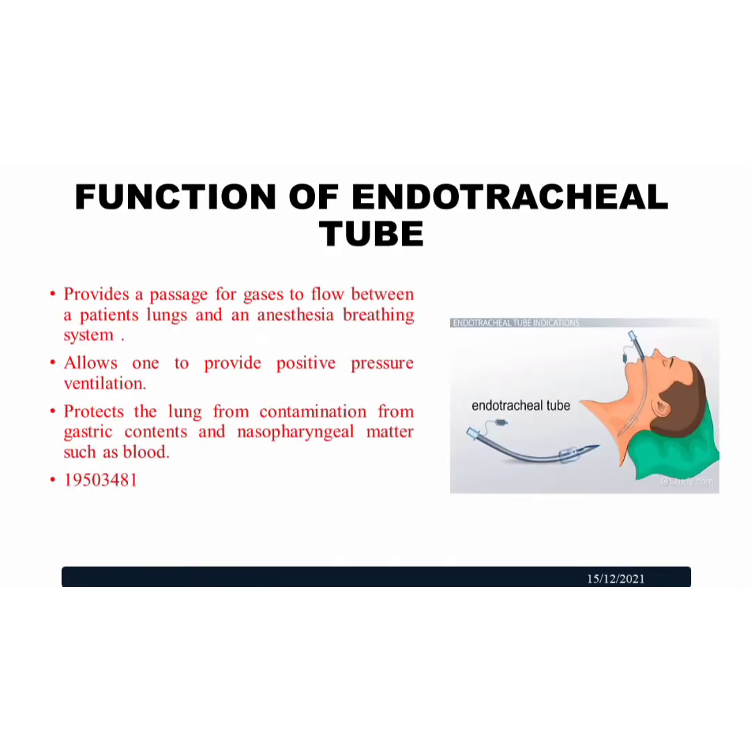Functions of the endotracheal tube: it provides a passage for gases to flow between a patient's lungs and the anesthesia breathing system, allows one to provide positive pressure ventilation, and protects the lungs from contamination by gastric contents and nasopharyngeal matter such as blood.